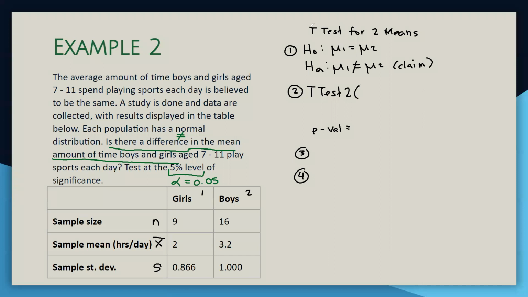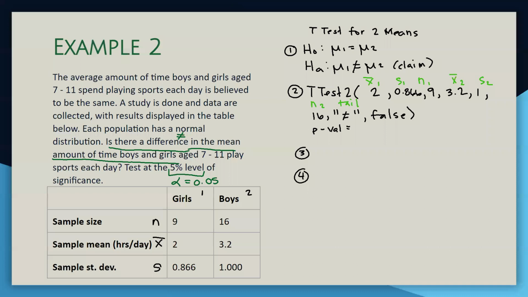It's going to ask us for the sample mean for group 1, and then the sample standard deviation and sample size, and then the same thing for group 2. So X bar 2, S2, N2, and then it's going to ask for the tail, and then we need to tell it false. So let's go pull that information from the table. We know X bar 1 is 2, S is 0.866, and N is 9. For group 2, the sample mean is 3.2, the standard deviation is 1, and that sample size is 16. The tail from the alternative is not equal to. GeoGebra needs quotation marks around it. We always say false, or data is not pooled.